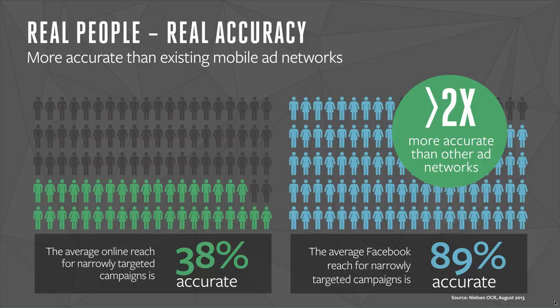So if you ran a campaign, and here we're defining a narrowly targeted campaign to mean something like, for example, you're targeting men ages 18 to 24, say on the East Coast, who are interested in basketball, on Facebook, you would be twice as likely to actually reach that specific demographic with your targeting than if you were using another network. So all of this targeting that applies on Facebook, you reap the benefits of as a publisher in the Audience Network because you harness all that targeting to show people the most relevant ads to them.